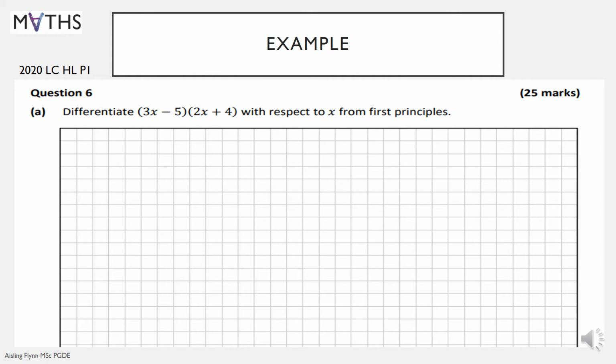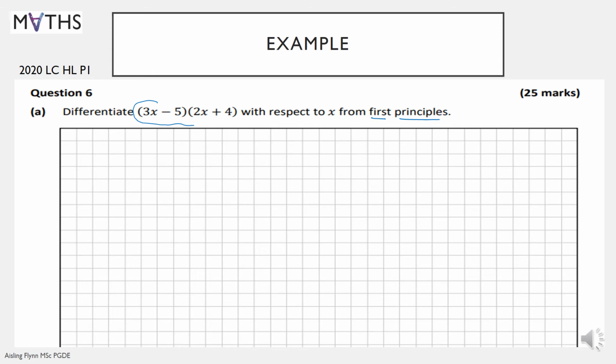Okay, so let's do an example where we put all those steps into practice. This question is from the 2020 Leaving Cert Higher Level Paper 1, and it asks us to differentiate (3x minus 5)(2x plus 4) with respect to x from first principles. The only time you actually go through these steps is when they're specifically requested and the words first principles are used.